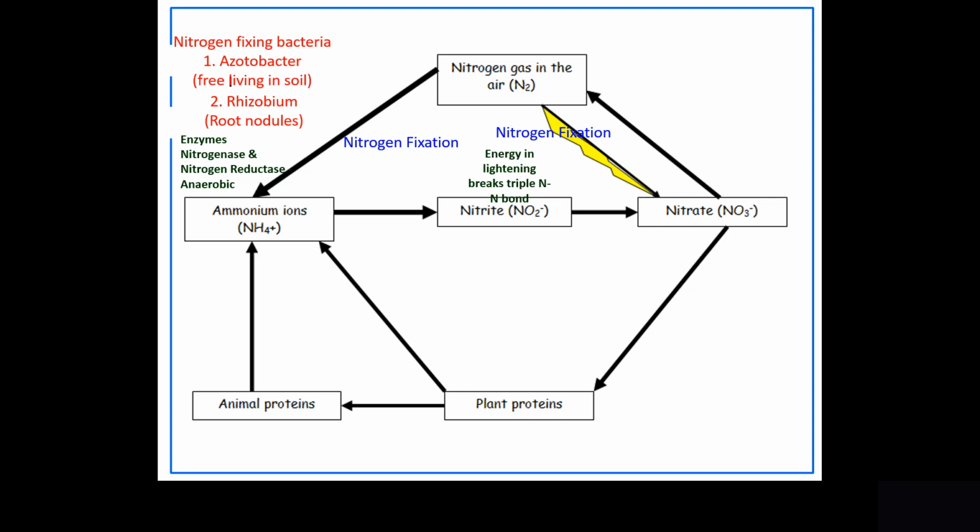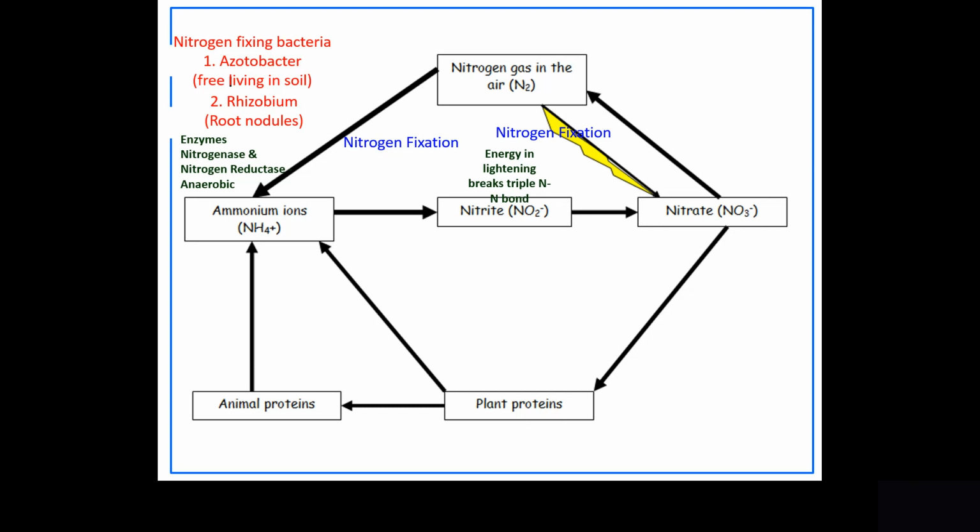So you can see there, one's called Azotobacter, and that lives in the soil by itself. And there's also a second nitrogen fixing bacteria called Rhizobium. And that lives in roots of certain types of plants. Okay, sometimes you'll see roots look like they've got little knobbly knees, and that's called a root nodule. And it's a little cluster of these Rhizobium bacteria.